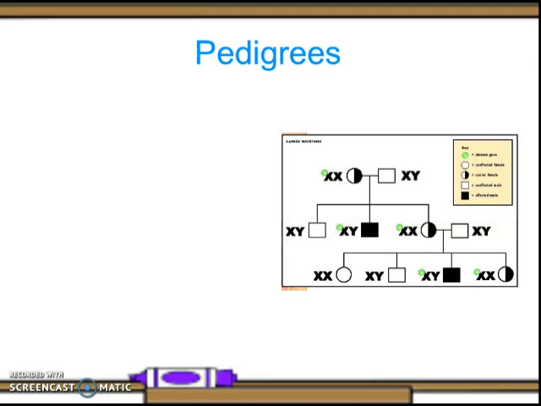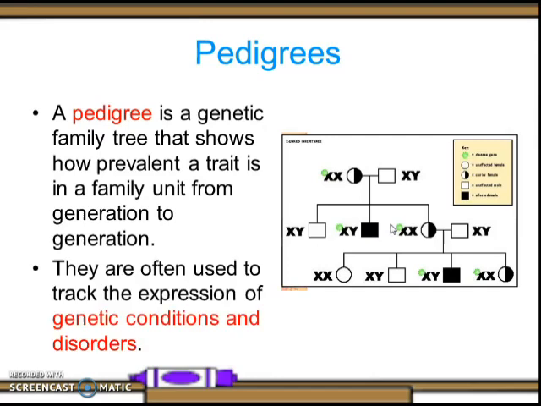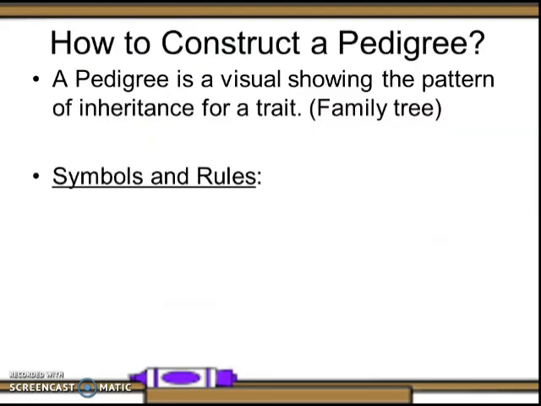Pedigrees. A pedigree is a genetic family tree that shows how prevalent a trait is in a family unit from generation to generation. They are often used to track the expression of genetic conditions and disorders. How to construct a pedigree? A pedigree is a visual showing the pattern of inheritance for a trait or family tree.